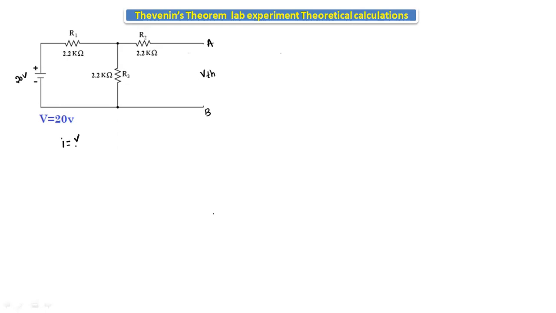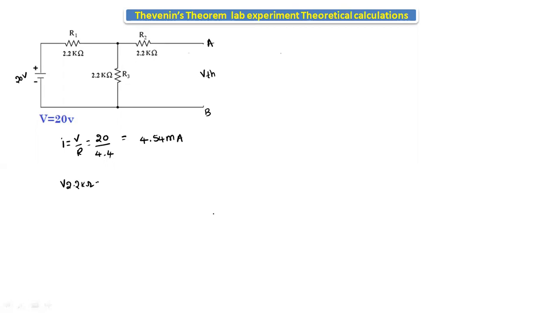I is equal to V by R. What is the V value here? V value is 20. The R value, as we know already, these two are connected in series, 2.2 plus 2.2, that is 4.4. We will get 20 divided by 4.4. If we calculate, we will get 4.54 milliamps.